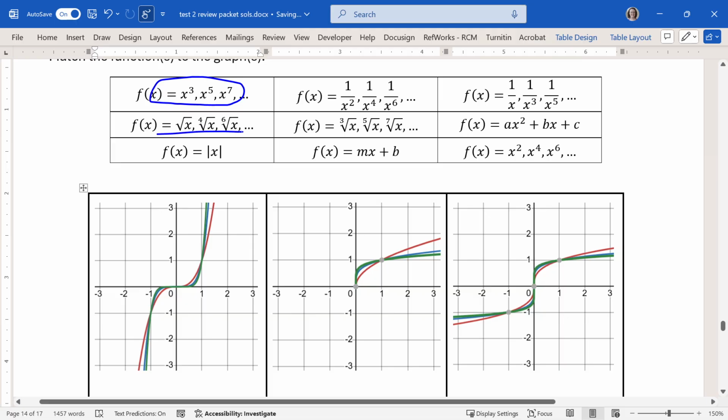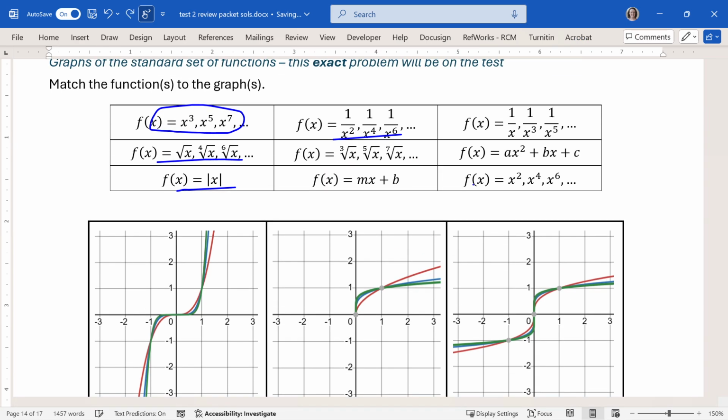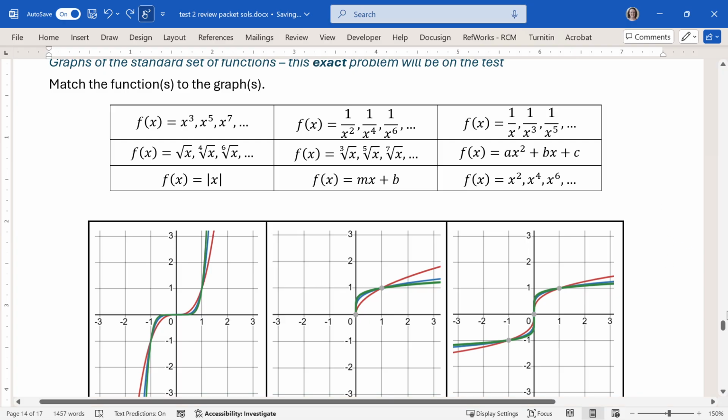For example, here I can't plug in negatives. Here, when I plug in negatives, I get out positives. Here, I get out positives no matter what. Here, I can plug in negatives and get out negatives, but because these are roots, they're not going to have as large of y values. So that's actually this one. This is the kind of logic you want to use if you forget which ones match up to which ones.